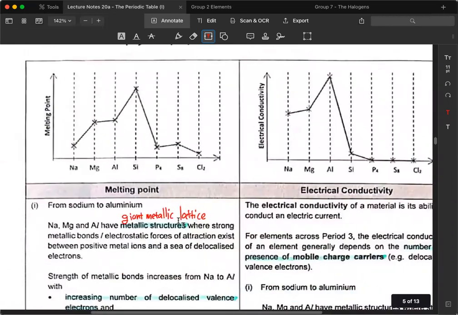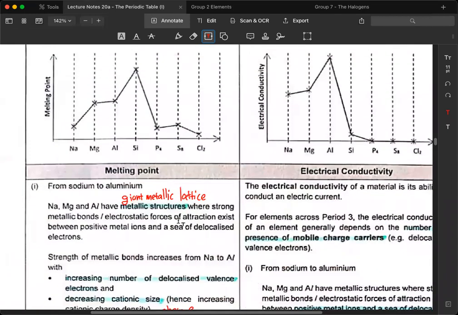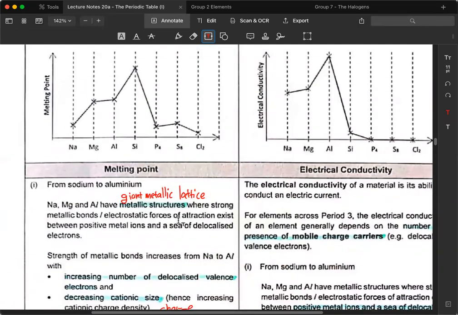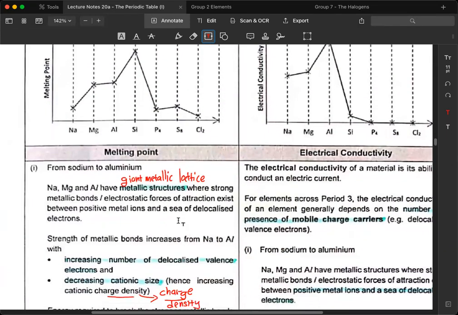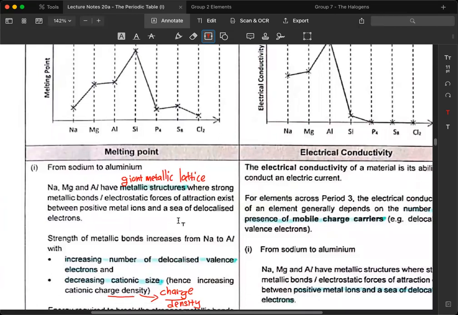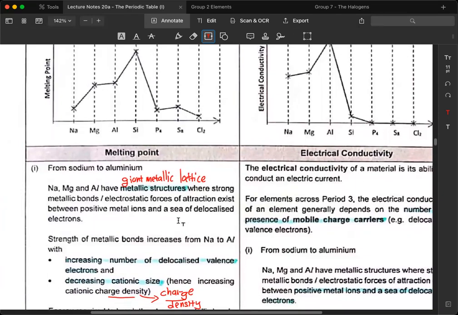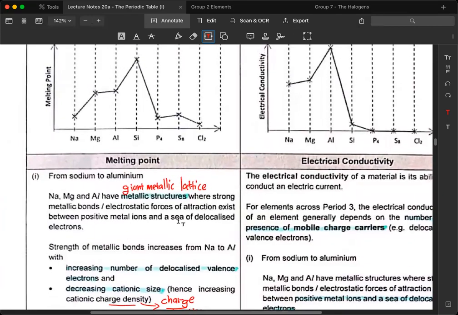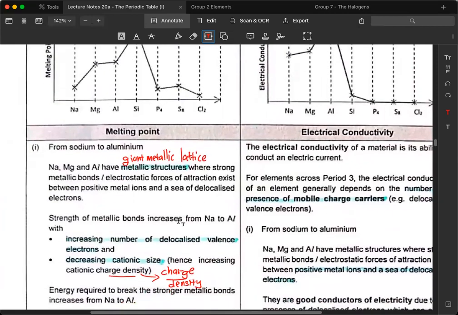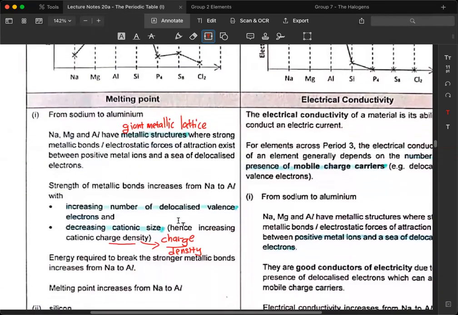Now, let's look at the trend of melting point of sodium to aluminum across the period. Sodium, magnesium, and aluminum are metallic structures, so we can also list them as giant metallic lattice. They have strong metallic bonds, an electrostatic force of attraction between the positive metal ions and the sea of delocalized electrons. Across the period, the strength of the metallic bond increases from sodium to aluminum, because there is an increasing number of delocalized valence electrons, as well as decreasing cationic size.